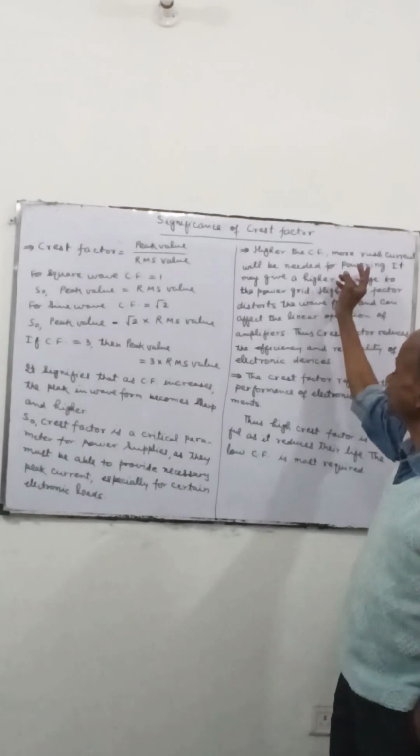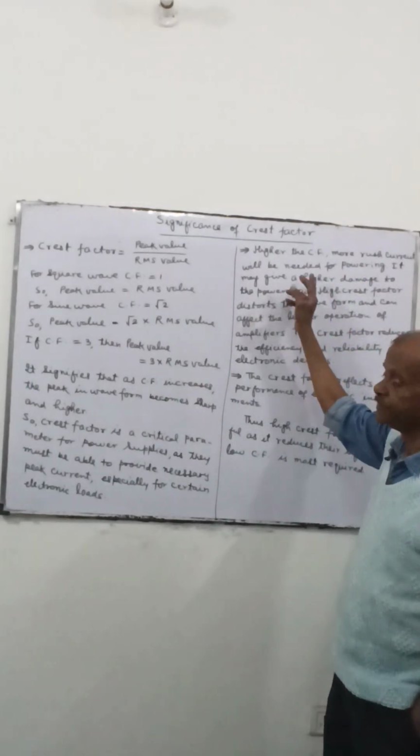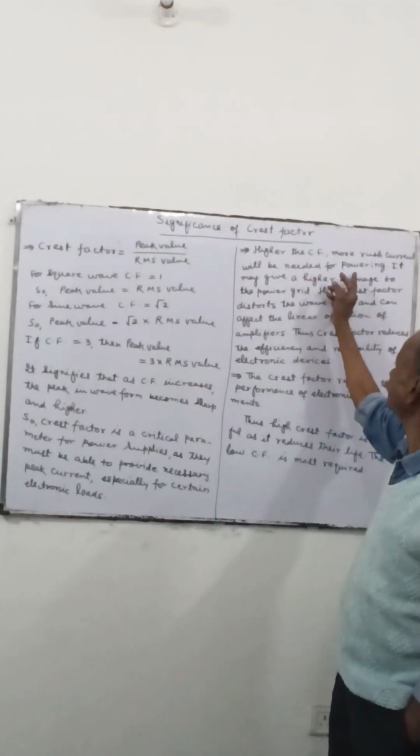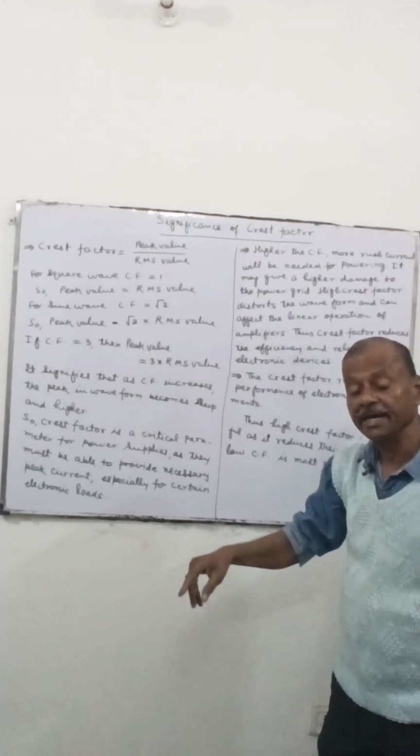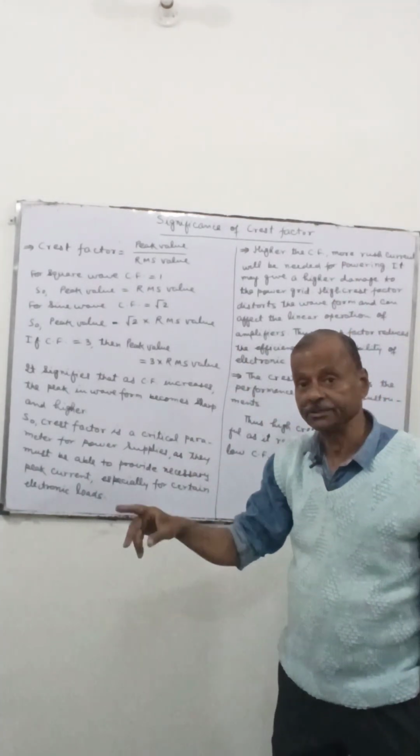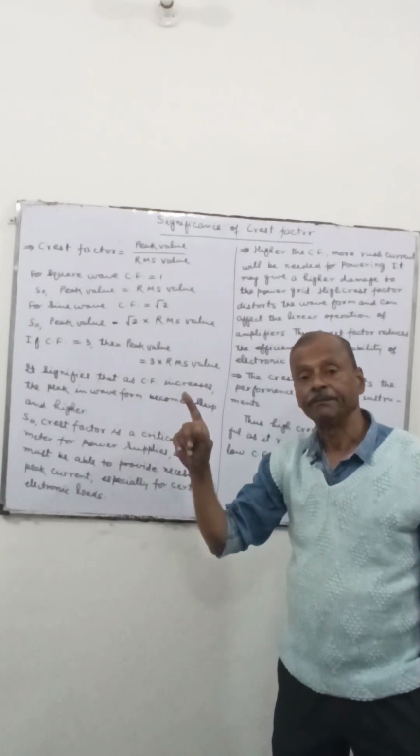The higher the crest factor, the more will be needed from the power supply, and the more rush current. When the rush current is very high, the heat produced is very large, so this damages the power grid.